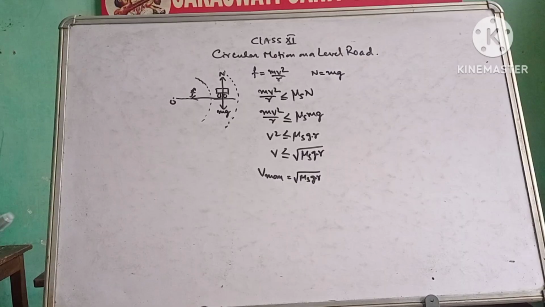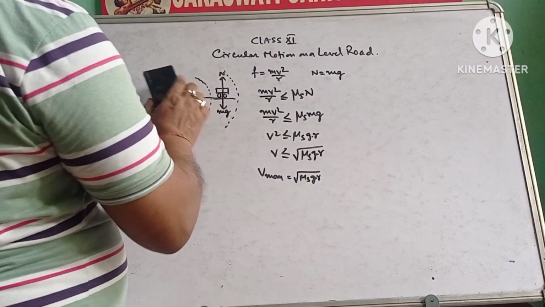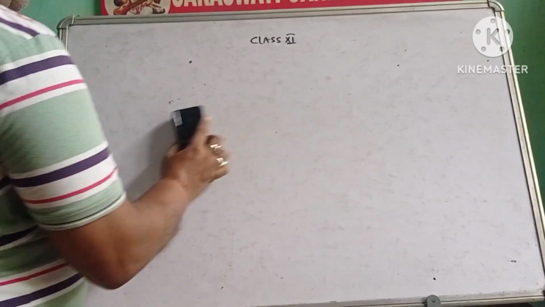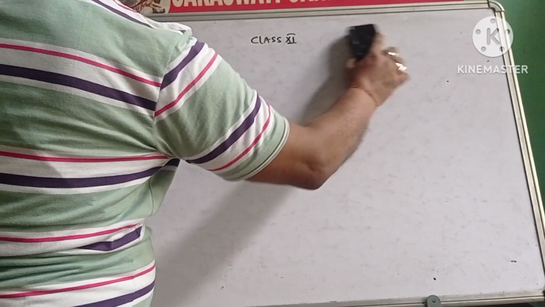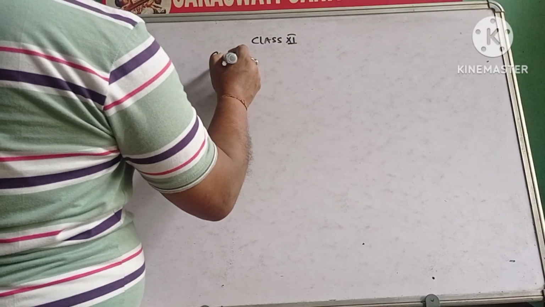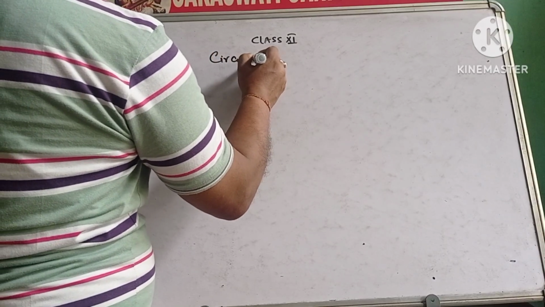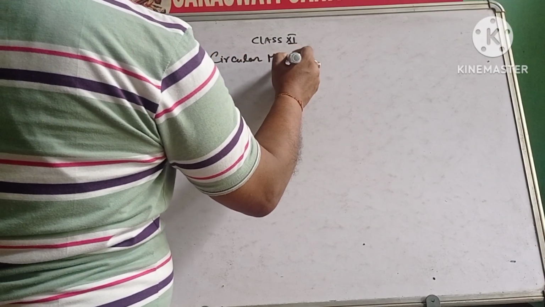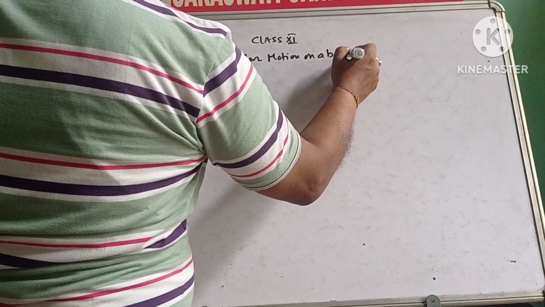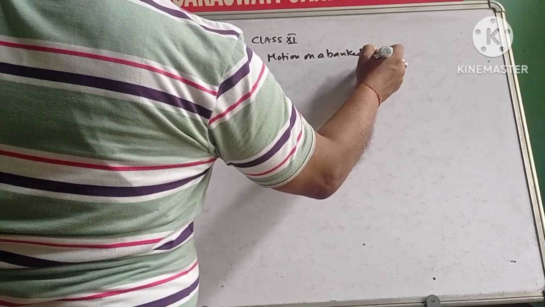Now the next topic is circular motion on a banked road.